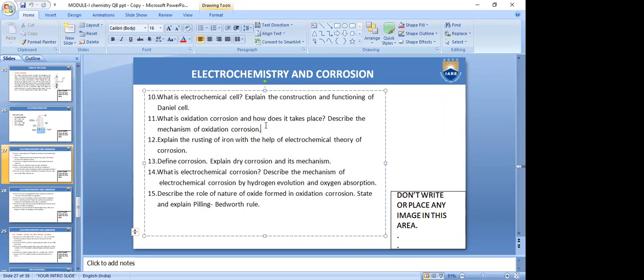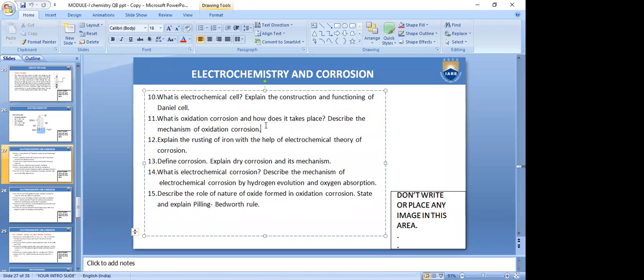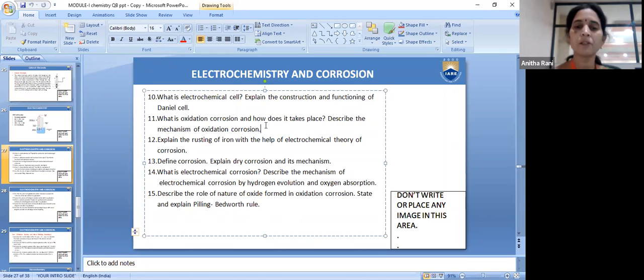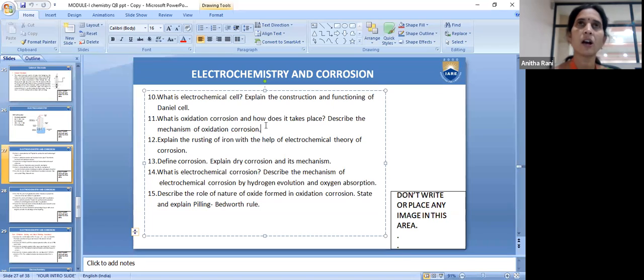Mechanism of oxidation corrosion, you have to explain with the diagram. How many types of metal oxide layers are there? Tell me. Four types are there, students: stable, unstable, volatile, and porous. Four types of metal oxide layers are there. After that only we will write about the Pilling-Bedworth rule.